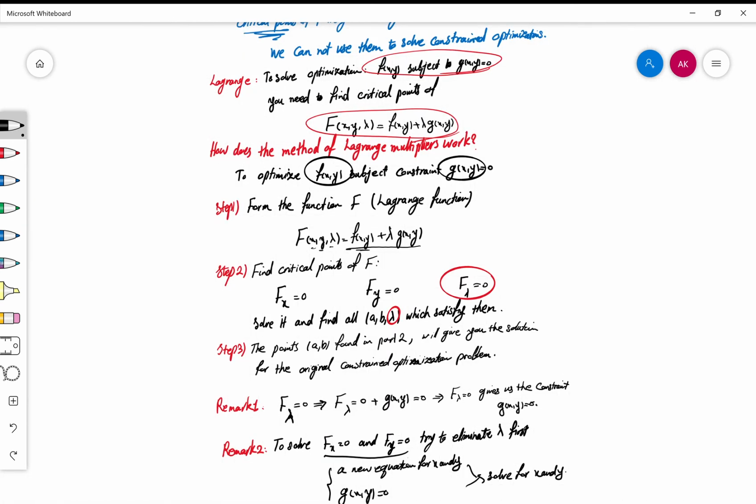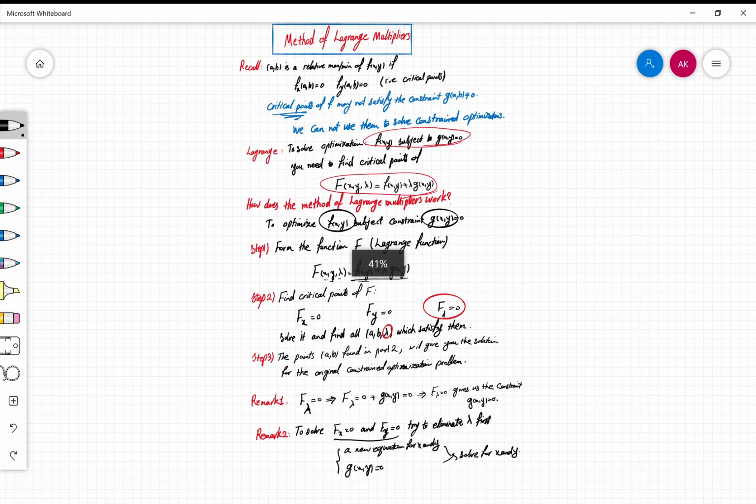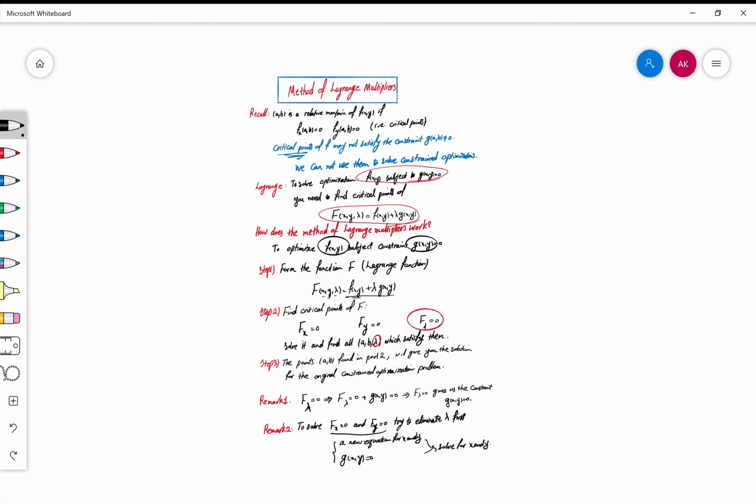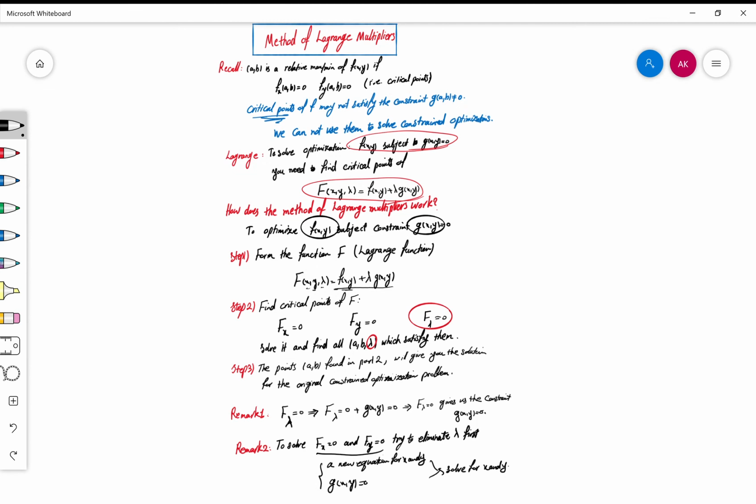A very quick summary: the method of Lagrange multipliers tells you where we can find the solution for a constrained optimization problem. The key point is that everything happens at the critical points of this nice function f of x, y, lambda equals f of x, y plus lambda times g of x, y. In the next video, I'll do some examples to explain this method a little bit more.